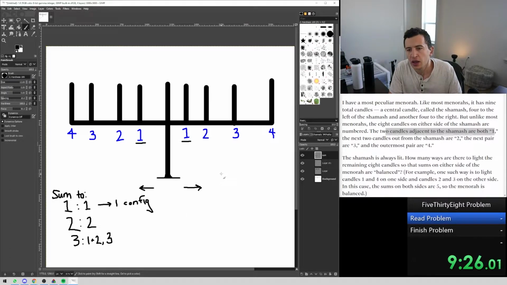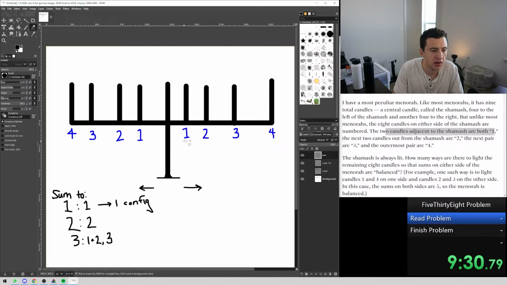Okay. And so now let's look at the second configuration. It'll be similar, I'll warn you. The only way that we can sum to 2 on the left side is using the 2 candle. There's only one way. The only way that we can sum to 2 on the right side is using the 2 candle. So there's only 1 configuration there as well. And so this yields 1 configuration.